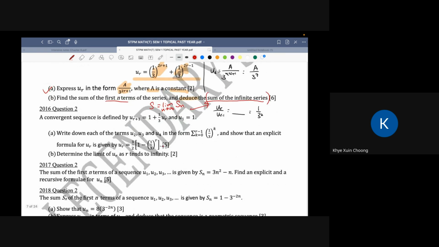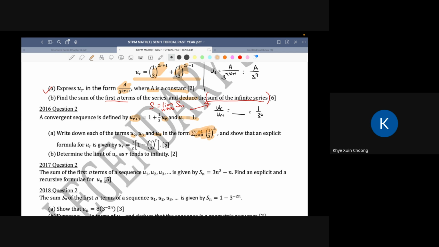So for this question 2, the convergent sequence is defined by this. So this is actually a recursive formula. When you use a recursive formula, they must give you the first term. If there is no first term, you cannot find the next term. It must have one first term over there. Okay, so write down each of the statements U2, U3, U4 in the form like this. You have U1, you use the formula to find U2, to find U3, to find U4.